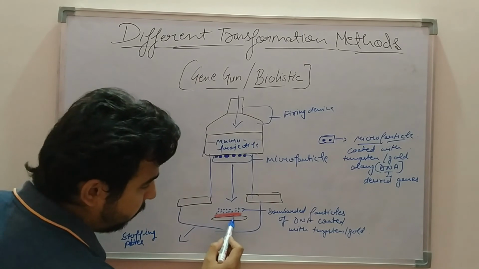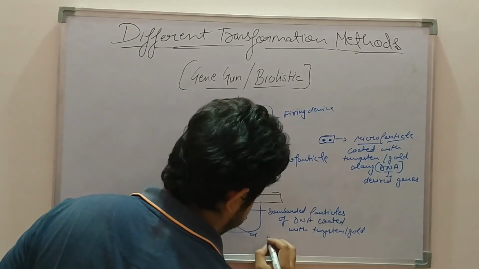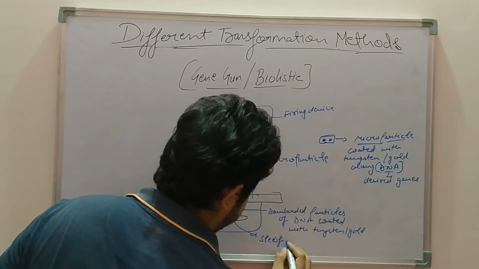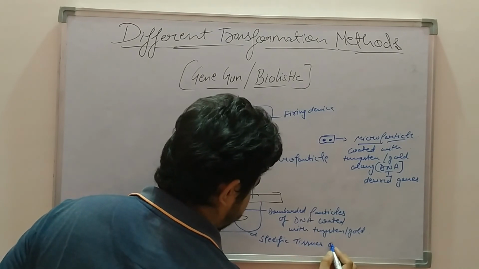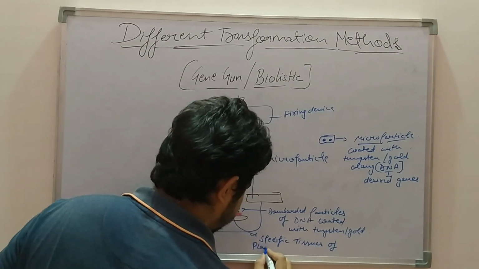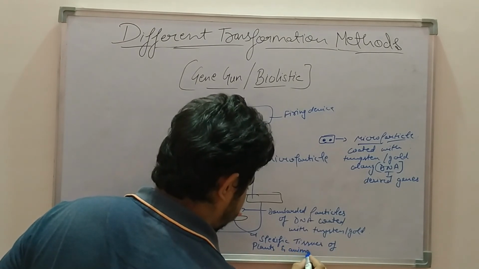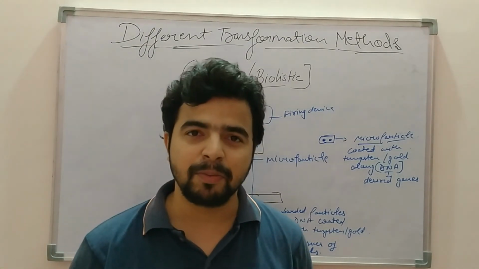So in this method we choose specific tissues of plants and animals. So these are the three main methods of transformation.